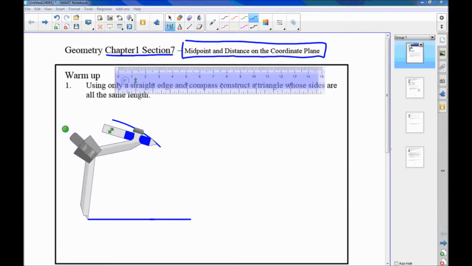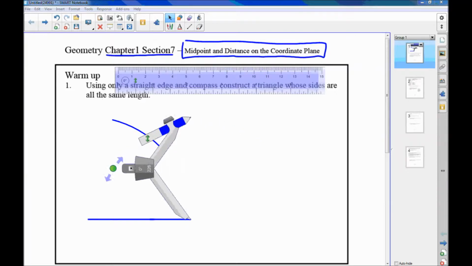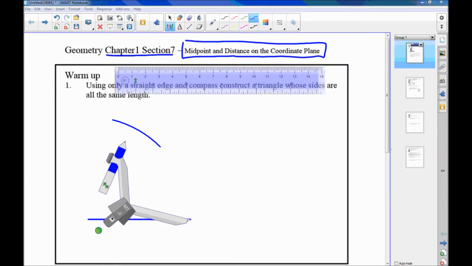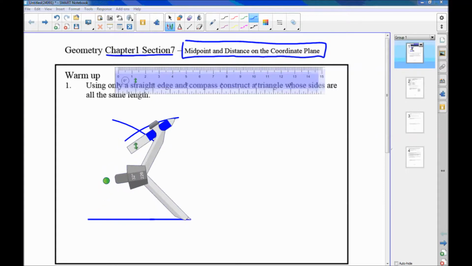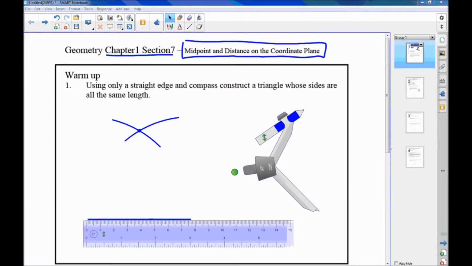All right. Then I'm going to put the pointy end, without changing the settings on my compass, on the other side of the line segment. And once again, I'll draw an arc here. Okay. This point up here should be the same distance as our two segments here. Now, I'm going to use my straight edge to connect them, and I'm done.